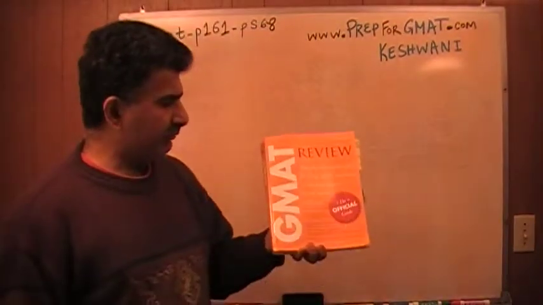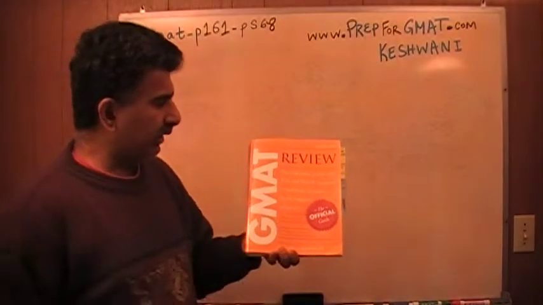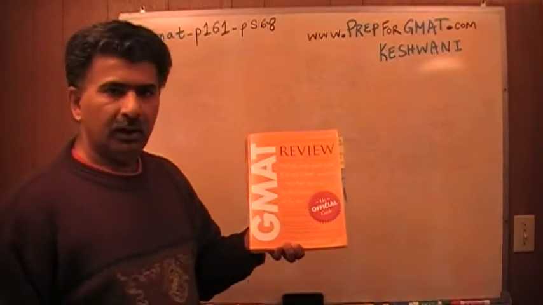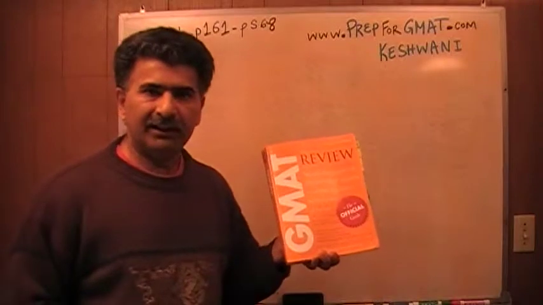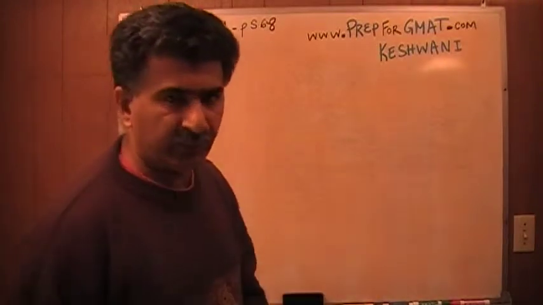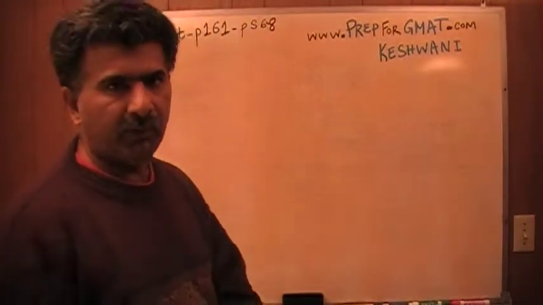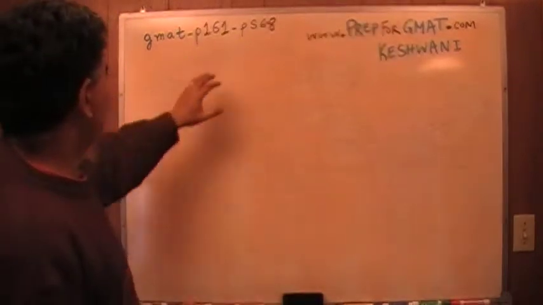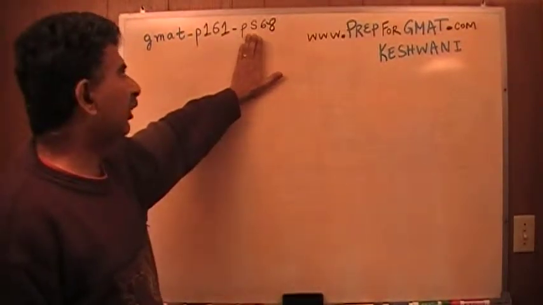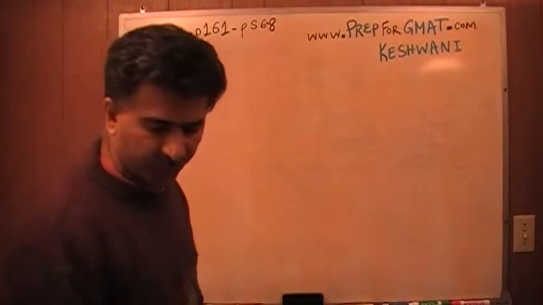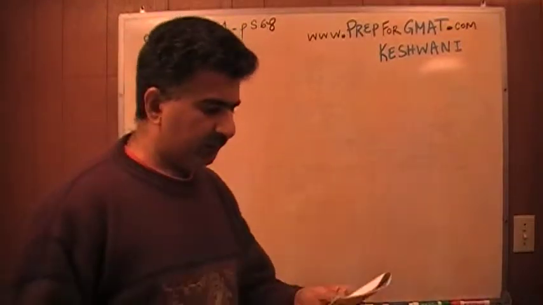I have been solving math problems that you will find in this GMAT book. The GMAT review is called The Official Guide, 11th edition. If you're preparing for the GMAT, buy this book immediately. Go to mba.com and you can purchase it right away. You have to have the book in front of you in order to follow my work. The problem that I'm about to do appears on page number 161, problem number 68. It's called problem solving number 68. That's what PS stands for, problem solving 68.